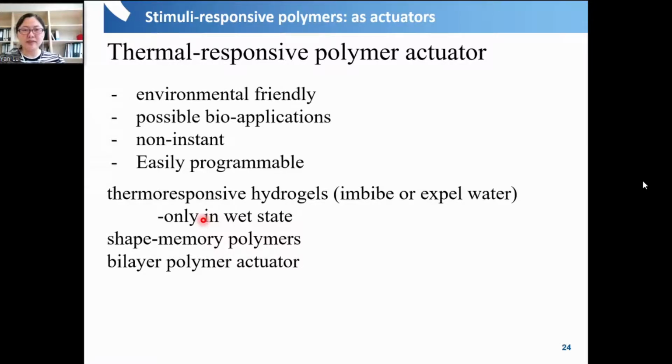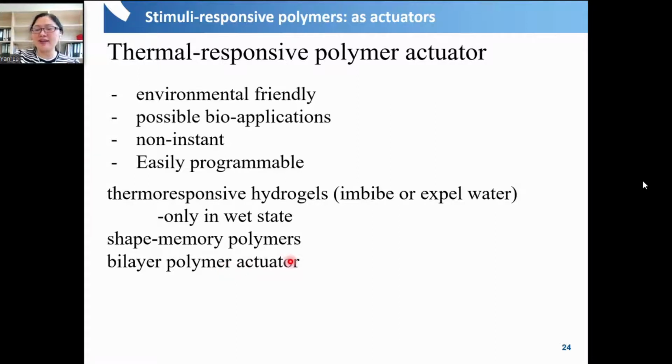For the thermal responsive hydrogel, one thing we should keep in mind is that you need water. When it is dried, of course, they do not show such responsiveness because they need water as a solvent. Then you see the imbibe or expel of water from the microgel system. And then of course you can design your system, and using bilayer polymer, you get a kind of actuator.